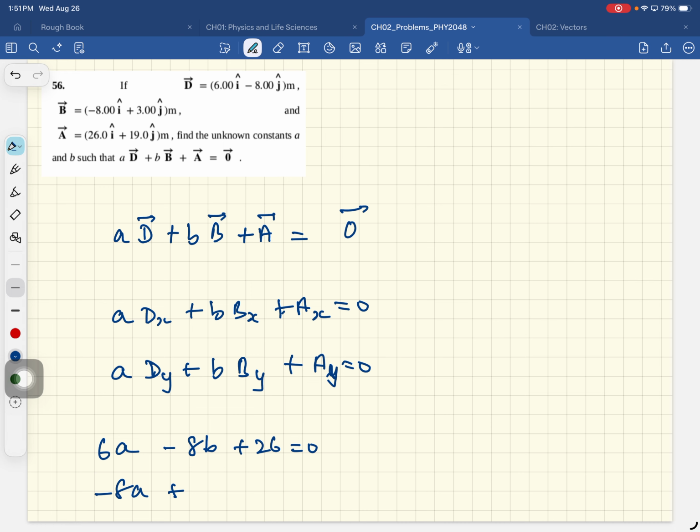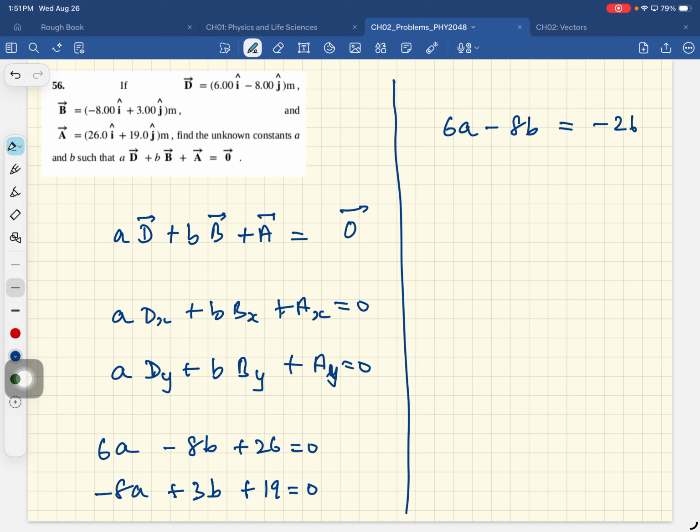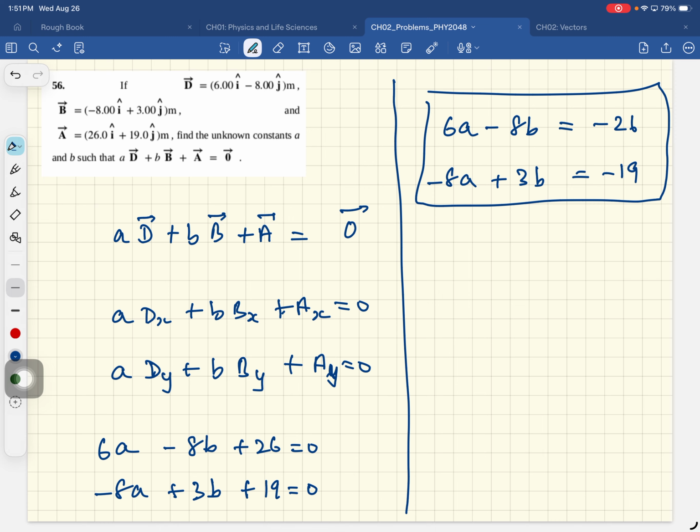Okay, so whenever you want to find the angle between two vectors, you need something that involves that angle. What involves that angle? The dot product of the two vectors involves that angle. The cross product also involves that. Okay, but we'll do the dot product. So d dot b is dx bx plus dy by plus dz bz.